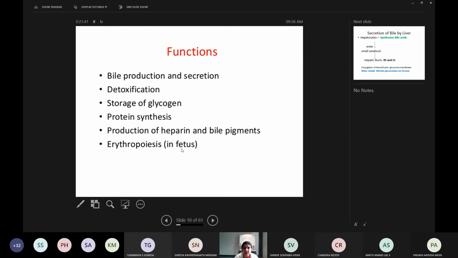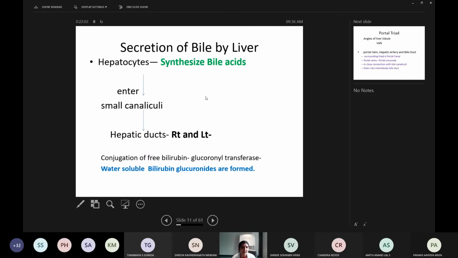Then in fetal life, liver is the site of erythropoiesis, right? Once the baby starts developing, the site of erythropoiesis goes on changing. You all know this already. So these again are 6 very important functions apart from what we have studied in the last slide.